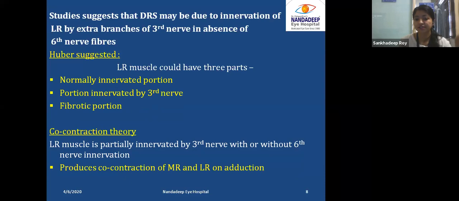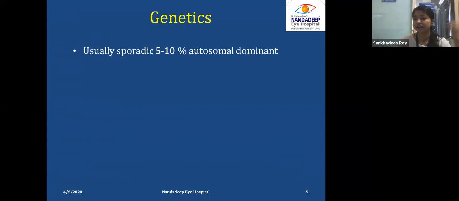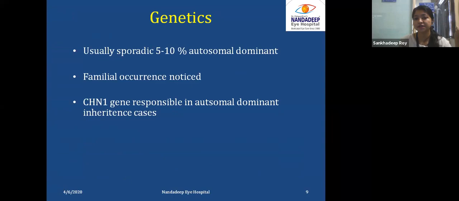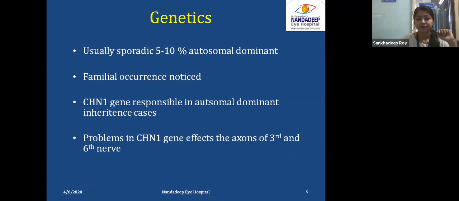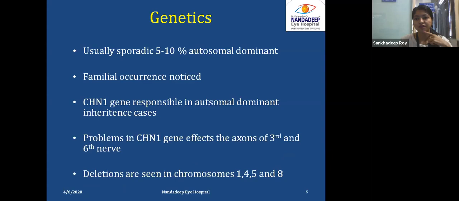Genetics: if it is genetic, then definitely there will be a family history. Here 5 to 10% is autosomal dominant. The CHN1 gene is responsible for DRS. And if I talk about the chromosomes, they are chromosomes 1, 4, 5, and 8, the shorter arm and the longer arm as well.